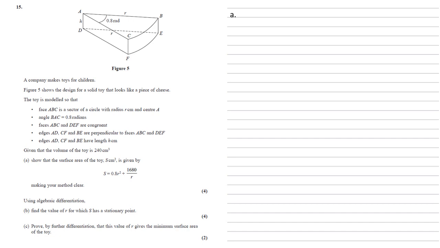We're going to start by finding the areas of the different faces of the shape. Let's start with the top and the bottom, so ABC and DEF. These are sectors of a circle. Our angle is measured in radians, so we can use the formula that the area of the sector is half r squared theta. r is given as r on the diagram. We know that theta is 0.8, so it's a half r squared times 0.8, which is 0.4 r squared.